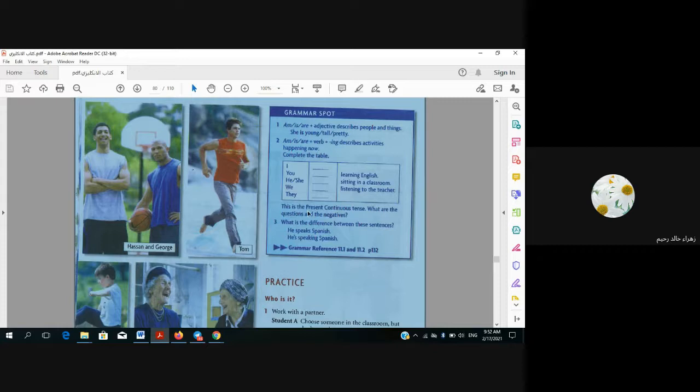This is the present continuous tense. What are the question and negatives? في حالة السؤال والنفي شلون نسوي سؤال؟ نقدم الآر أو الإز أو الأم على الفاعل. Yes, very good. لأنه عندنا أفعال مساعدة، فبحالة السؤال نقدم الفعل المساعد على الفاعل، وفي حالة النفي الفعل المساعد هو اللي ينفي، نخليه نوت. تمام؟ نعم. تمام.